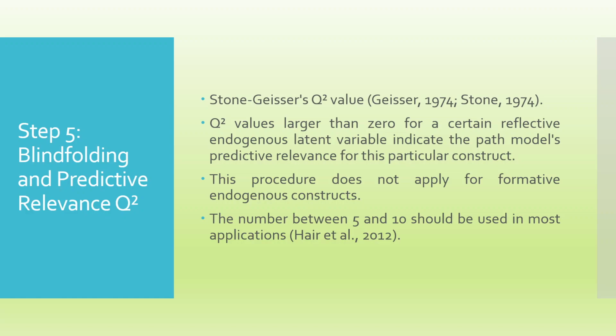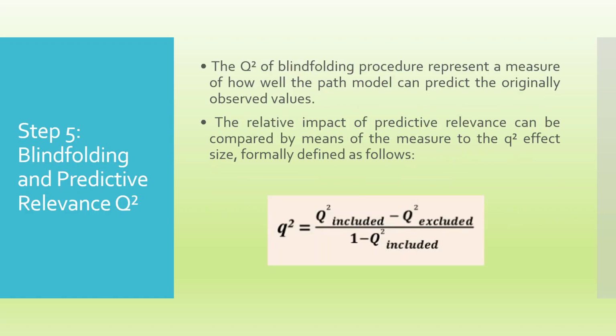We will get it only for endogenous constructs. We will not get the value for exogenous, and we will not even get the value for formative endogenous. The value will be available only for reflective endogenous constructs. The Q square of the blindfolding procedure represents a measure of how well the path model can predict the originally observed values. I'll explain this by giving you an example in the next slides.